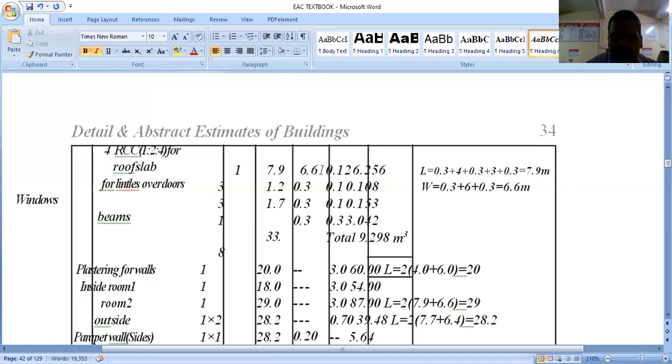After that, the next thing is the thickness or the height. How much is it? 0.12 meter, that is 12 centimeter thick.